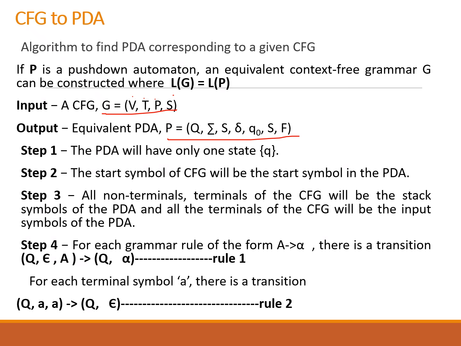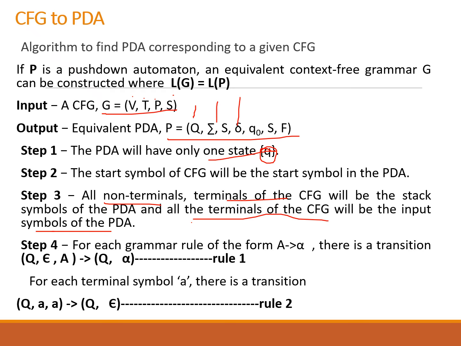Similarly, for PDA, we'll have a set of states. However, when we do this conversion, we just have one state, say Q. Next, we have a set of alphabets. So how do we find the alphabets? All the terminals of the context-free grammar will be the input symbols for the PDA. So this set of alphabet would be the terminals of the context-free grammar, whereas all the non-terminals and terminals of the context-free grammar can be the stack symbols.